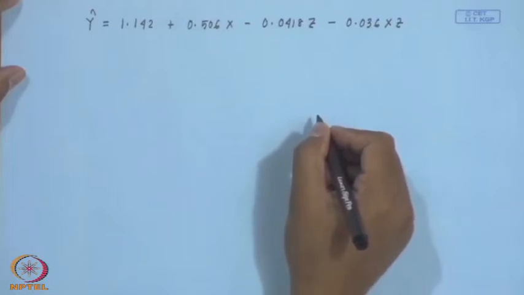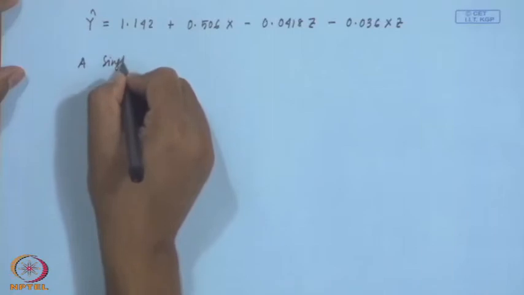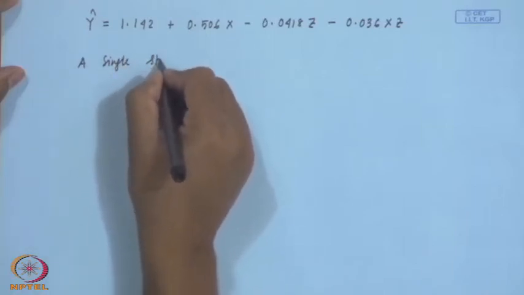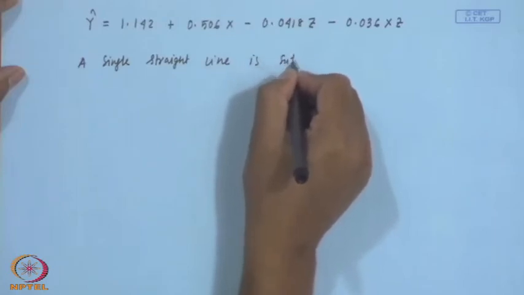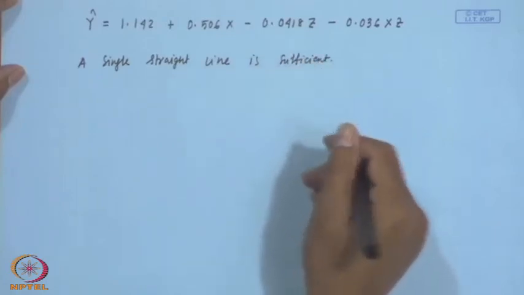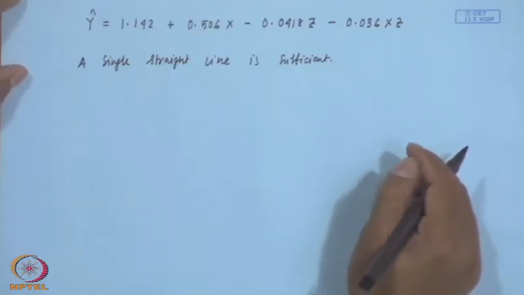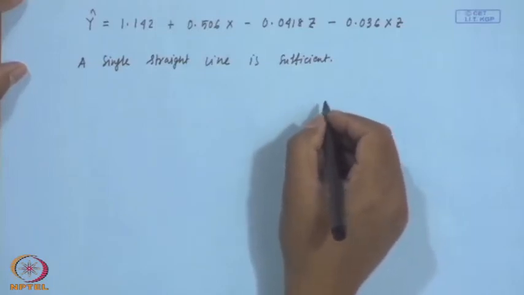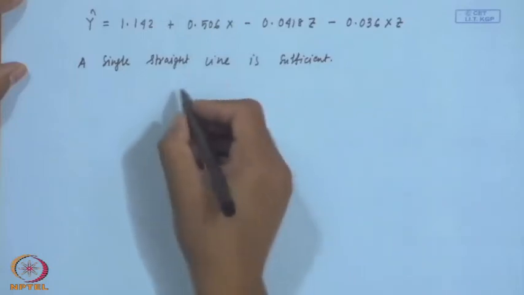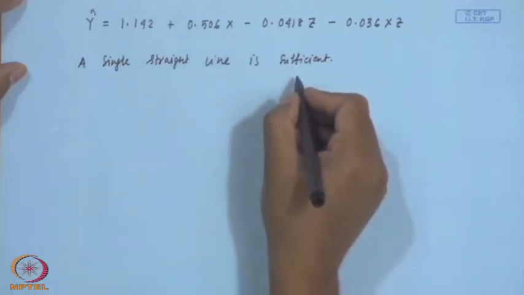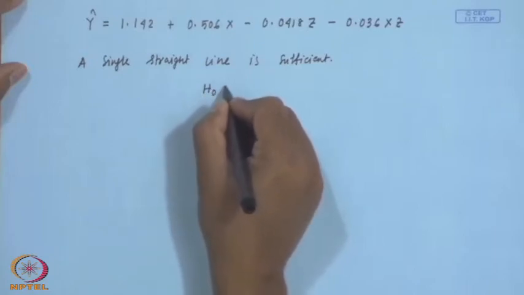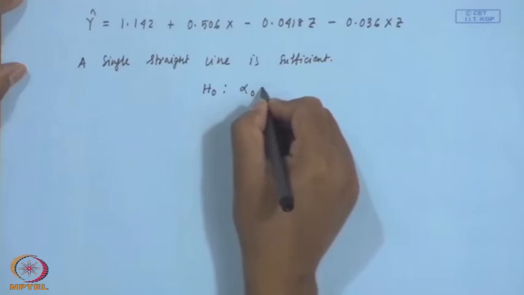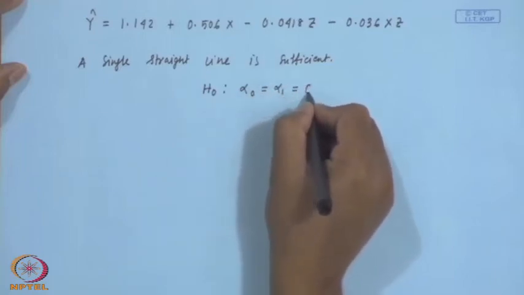So, this is my fitted model. Now, the question is whether a single straight line is sufficient. If there is not much difference in the response level, we can go for a single straight line fit, but we need to test that. We have the general model. Now, we can test whether one single line is sufficient. For that, we have to test the hypothesis H naught that alpha naught equal to alpha 1 equal to 0, okay?